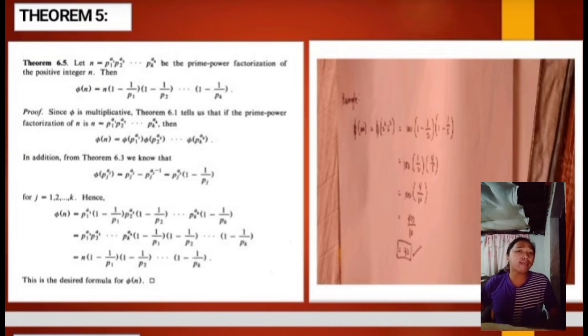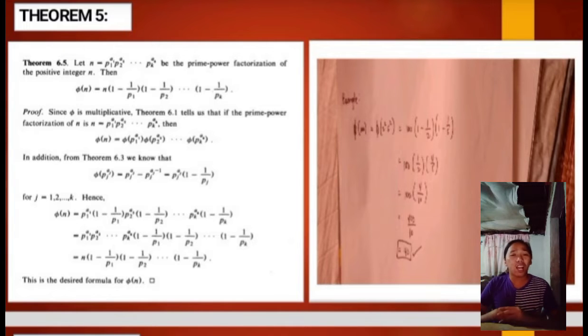Theorem number 5: let n is equal to p sub 1 raised to a sub 1, p sub 2 raised to a sub 2, all the way to p sub k raised to a sub k, be the prime factorization of the positive integer n. Then phi of n is equal to n times (1 minus 1 over p sub 1) multiplied by (1 minus 1 over p sub 2), all the way to (1 minus 1 over p sub k). So before we explain that formula, let's have an example.